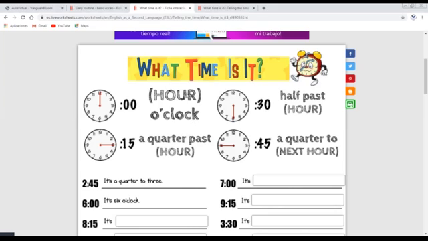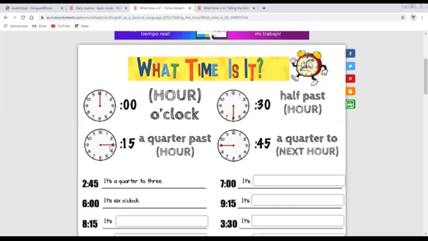Remember, we have o'clock, half past, a quarter past, and a quarter to. En la clase pasada dijimos que vamos a utilizar o'clock cuando el minutero está en el number 12, ¿ok? Number 12. Ahora, también dijimos que half past se refiere cuando el minutero está en number 6. Number 6. A quarter past.